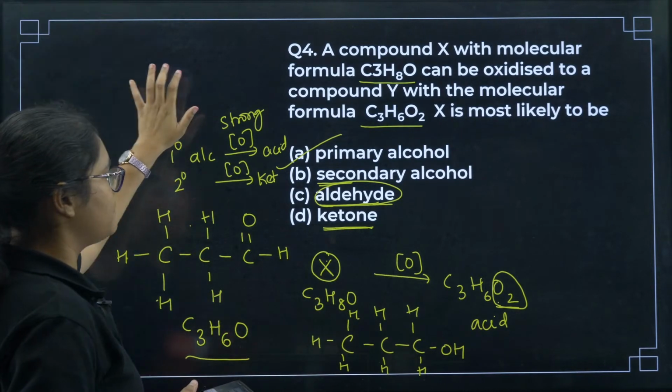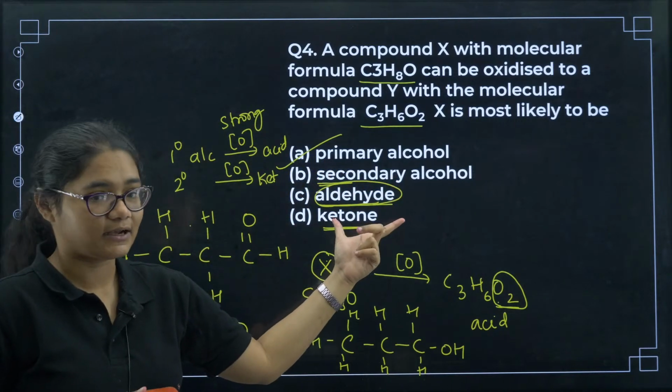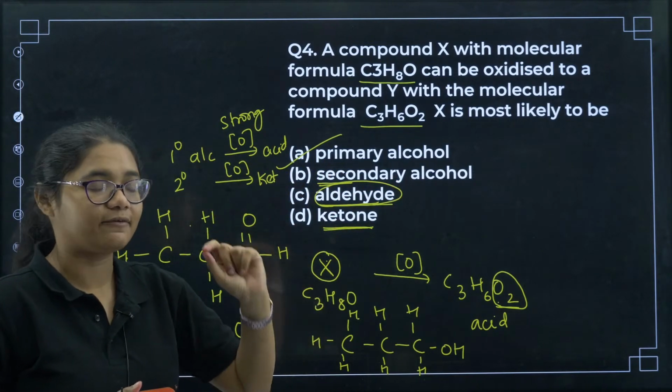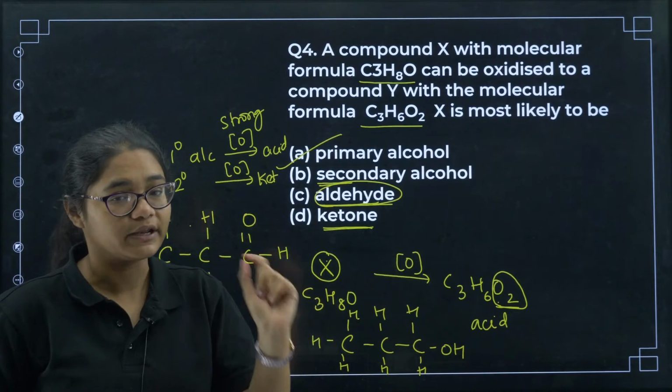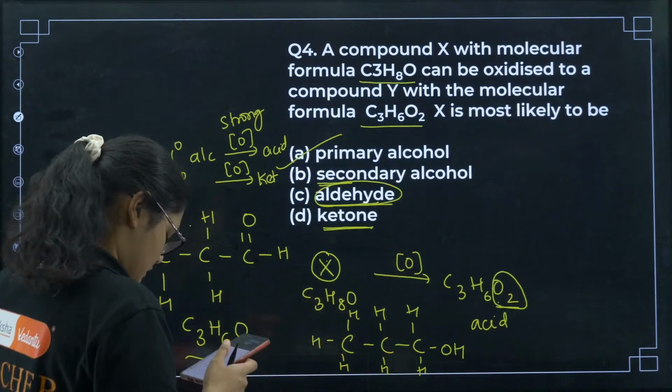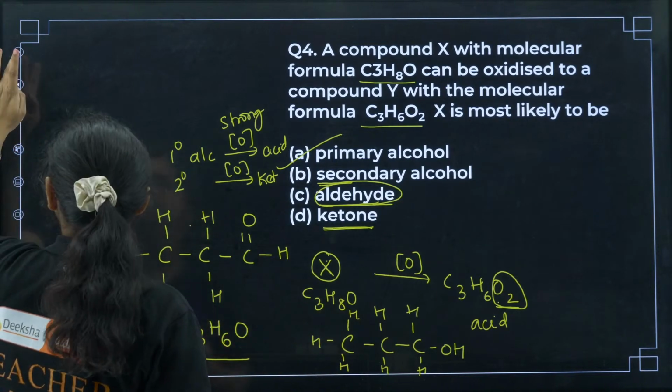So all of you are clear now, primary alcohol. Most of you answered secondary alcohol, which is very, very disappointing. I have told you many times, secondary alcohol on oxidation will give you ketones only. Okay, fine. Now let's move to the next one.